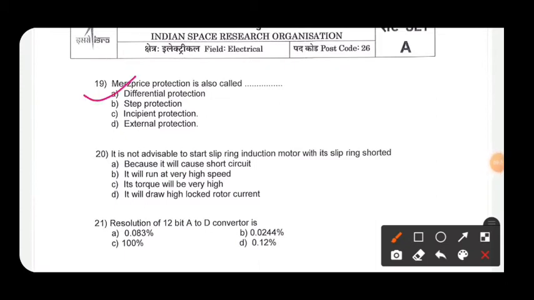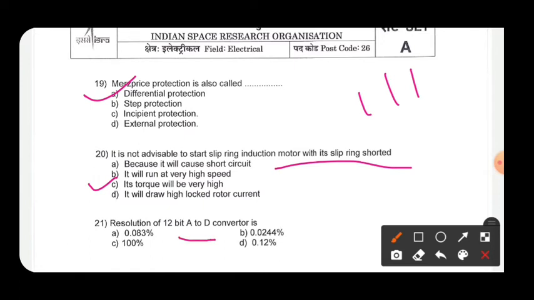Next is it is not advisable to start a slip ring induction motor with slip ring shorted, okay. All of you know in a slip ring induction motor the rotor winding resistance is very low, okay, so if it gets shorted, the torque will ultimately be high, okay.